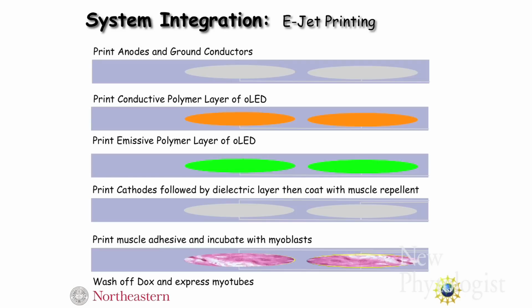Now, how do you put this whole mess together? Well, first of all, we have this problem of excitation-contraction coupling. So the idea is we take a piece of Kapton and we print on it some anodes and ground conductors. Then we put on the conductive polymer layer of the OLED, then the emissive, the fluorescent polymer layer of the OLED, cathodes with independent conductors so we can control them independently, and then we coat it with a dielectric and with a muscle repellent, and then we put on polylysine and incubate it with myoblasts, and now we have a tail that has nerves, muscles, and an excitation-contraction coupling system.